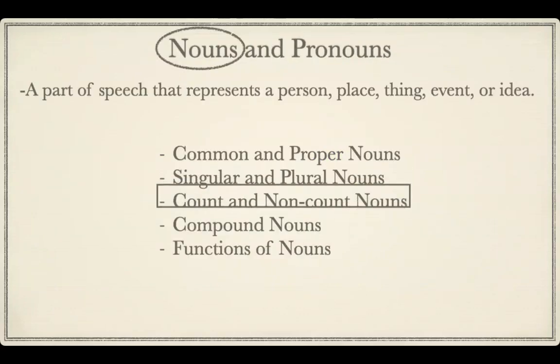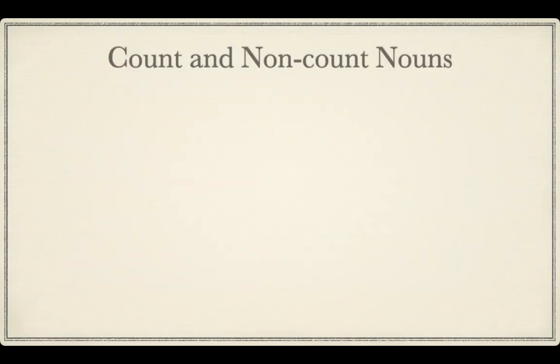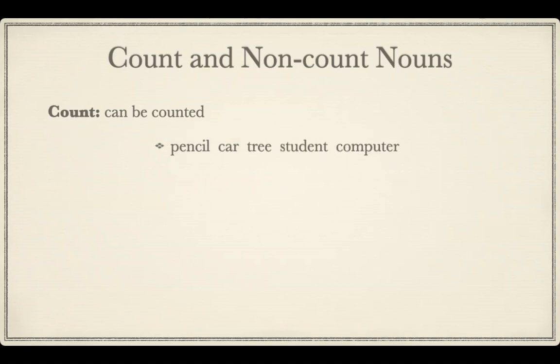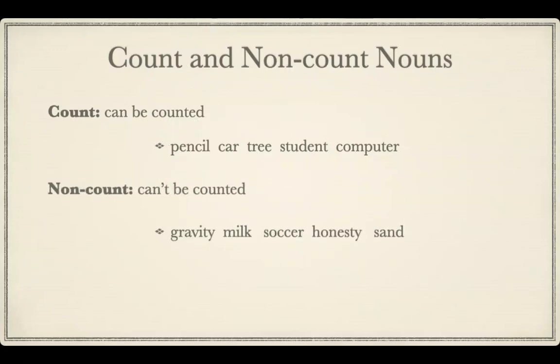Let's move on to count and non-count nouns. Just as the name indicates, count nouns are nouns that can be counted. Some examples include the following: pencil, tree, car, student, computer. Non-count nouns are, you guessed it, nouns that can't be counted. Here are some examples of those: gravity, milk, soccer, honesty, sand.